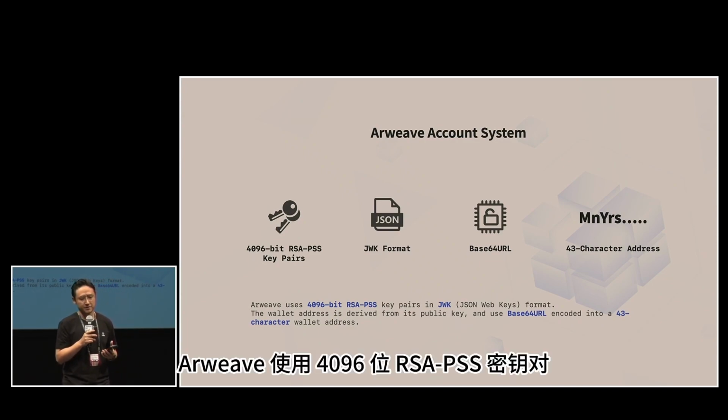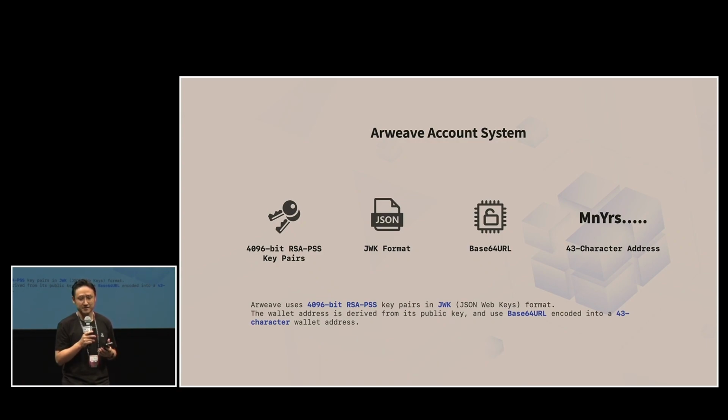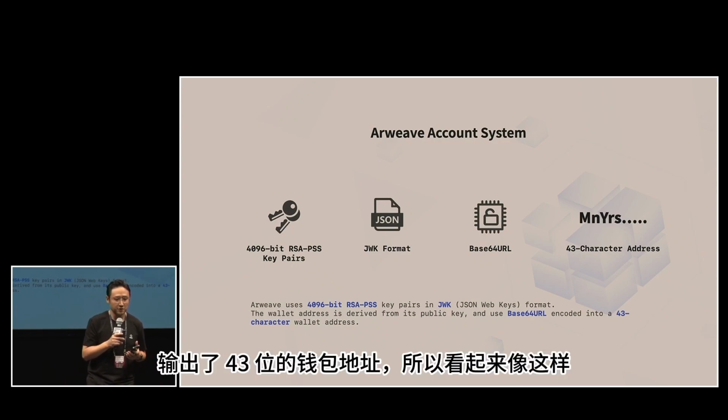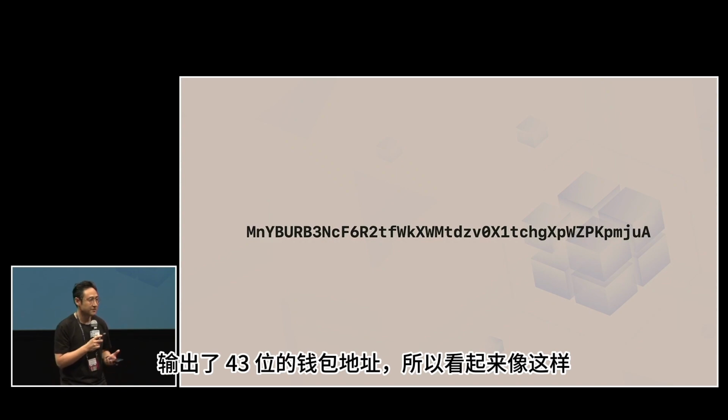Arweave uses 4096-bit RSA-PSS key pairs in JWK format, and the wallet address is derived from its public key and uses a base64 URL encoded into a 43-character wallet address. So it looks like this.